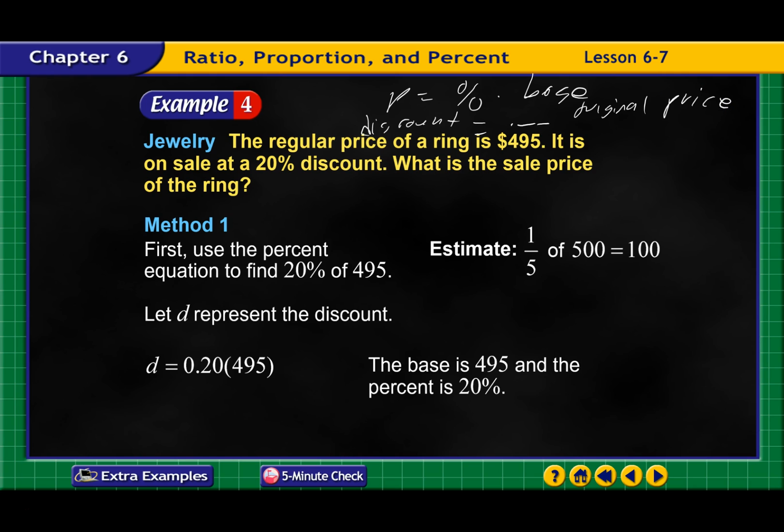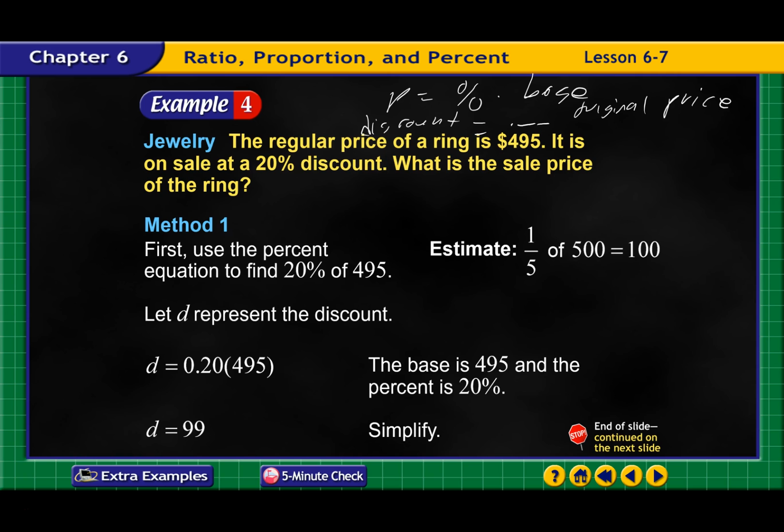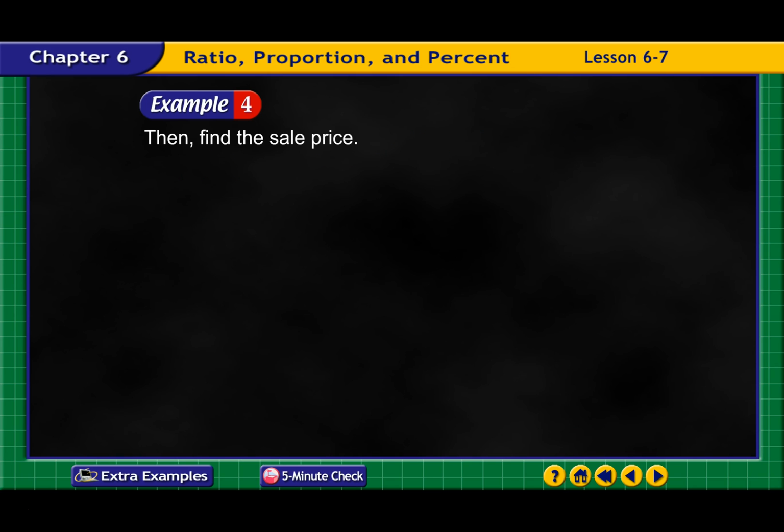Nice, another way we could say that. Put those in there, substitute in, multiply them out, comes out to $99. So then we can find the sale price. Because we're not done here, just because it gives us $99, that's the percent discount. So we have to actually subtract that from the original price. So $495 minus 99 would be $396.